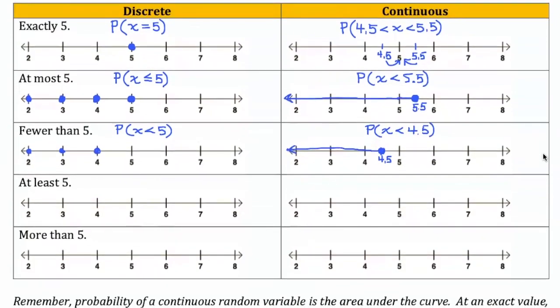Couple more to look at. If I want to be at least the value of 5, the outcomes that would be at least means you can be 5 and up. So in the discrete probability distribution, that would be the values 5, 6, 7, 8.